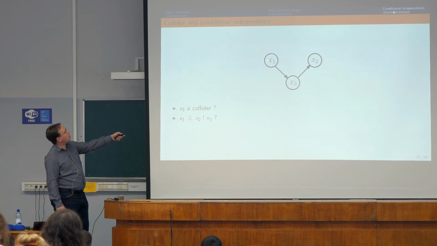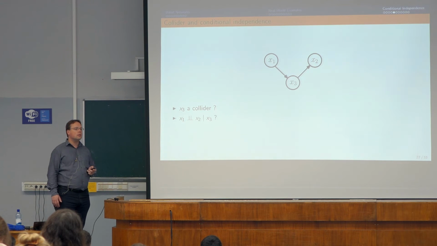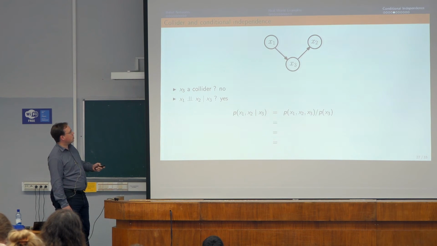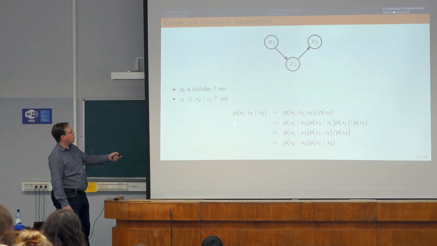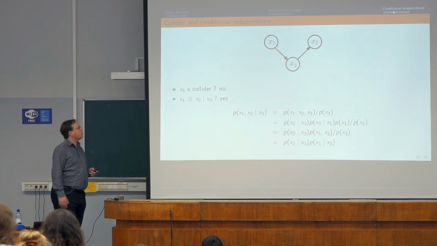So next graph, 1 pointing to 3 pointing to 2. Is X3 a collider? No. Doesn't have 2 arrows coming in. Nope. Are these 2 independent? Yes. Again, you can do the math, and after some massaging of terms, you end up with this decomposes into a product of 2 things. So, also worked out.